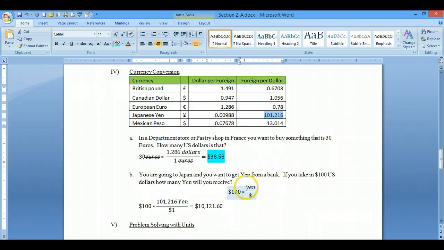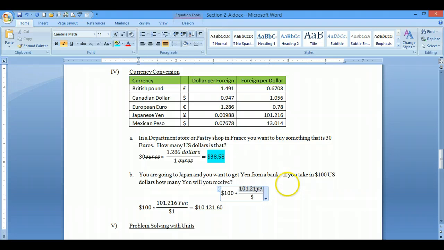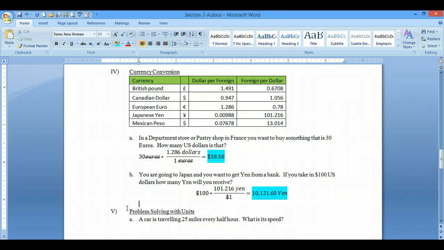So I'm going to put in my 101.216 yen per $1. Multiplying straight across, I'll move the decimal over 2 spots because 100 has 2 zeros, and I'm left with 10,121.60 yen. Now remember, I get that because my dollar canceled out with my dollar, and I'm left with yen. And highlight the answer in some way. It's a good thing I already did that because it seems that I forgot to cancel out the dollars on that one. There we go. So let's move on to the next one.